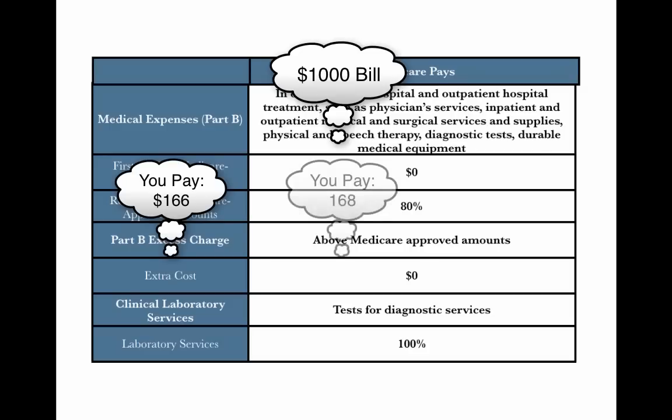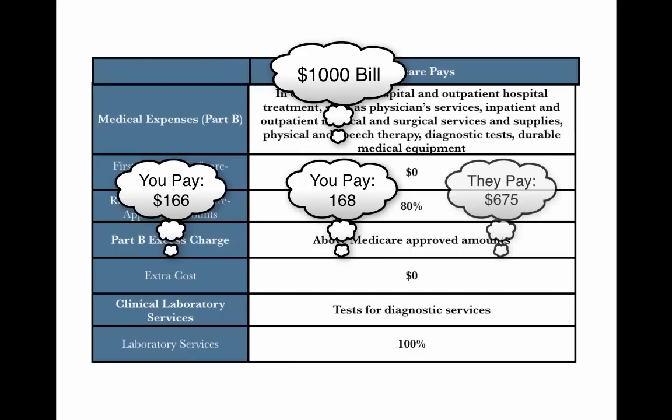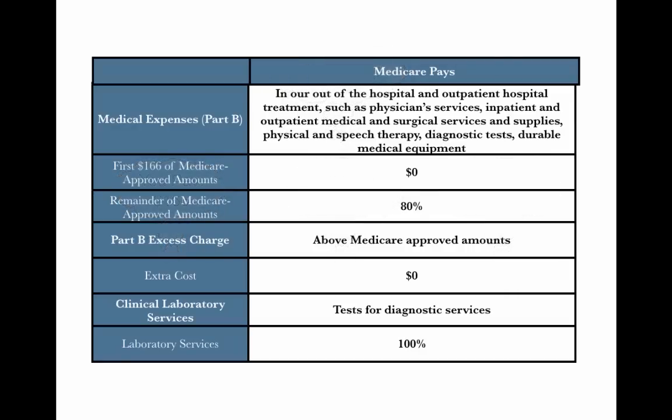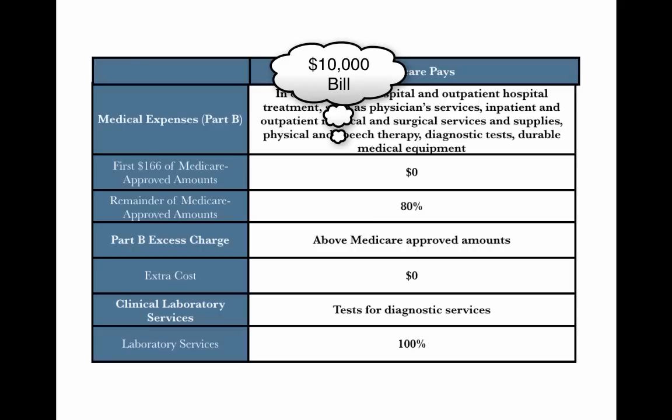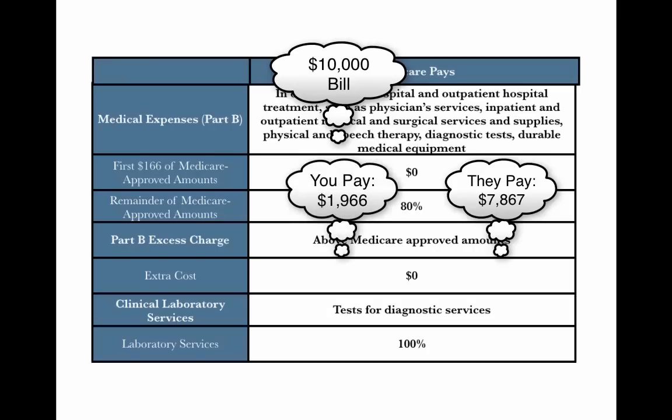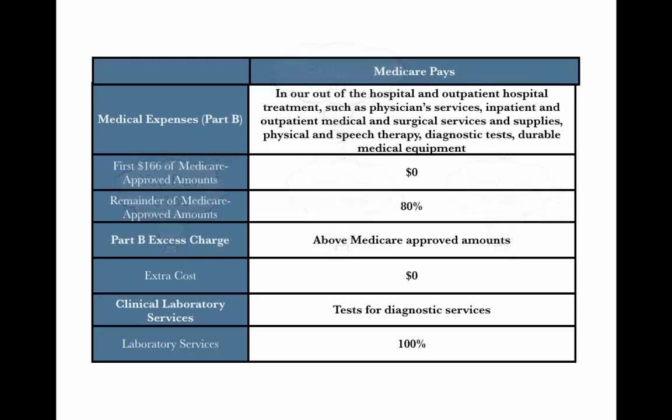So, you pay $168.80 and the $166 deductible, and they have to pay $675.20. Now let's say the bill was $10,000. They pay $7,867.20, and you pay $1,966.80, plus the $166 deductible. So you can see that there is unlimited risk with Medicare Part B.